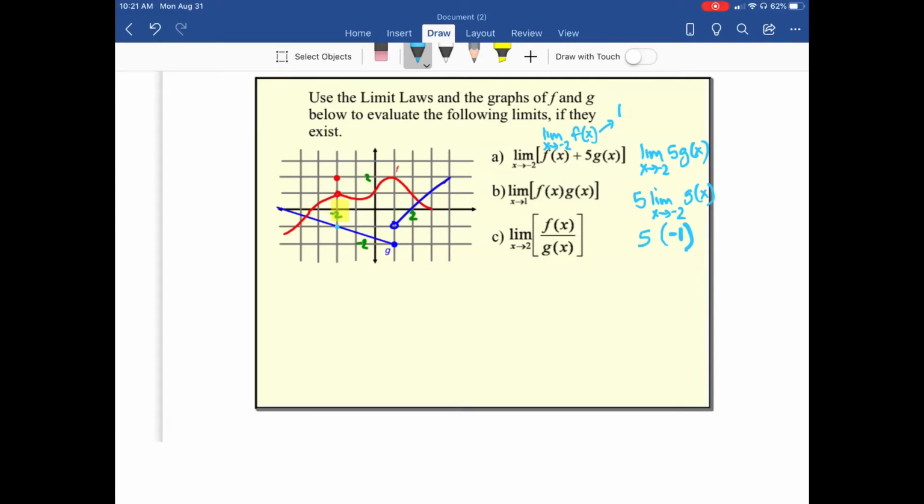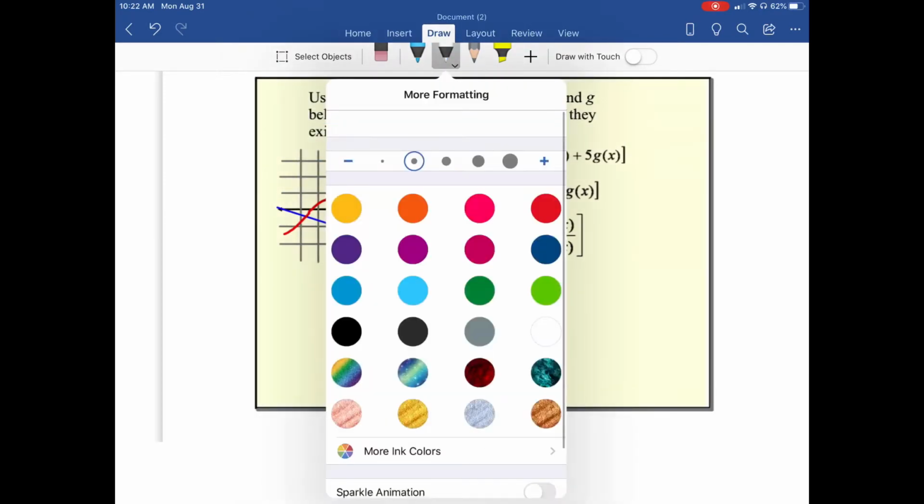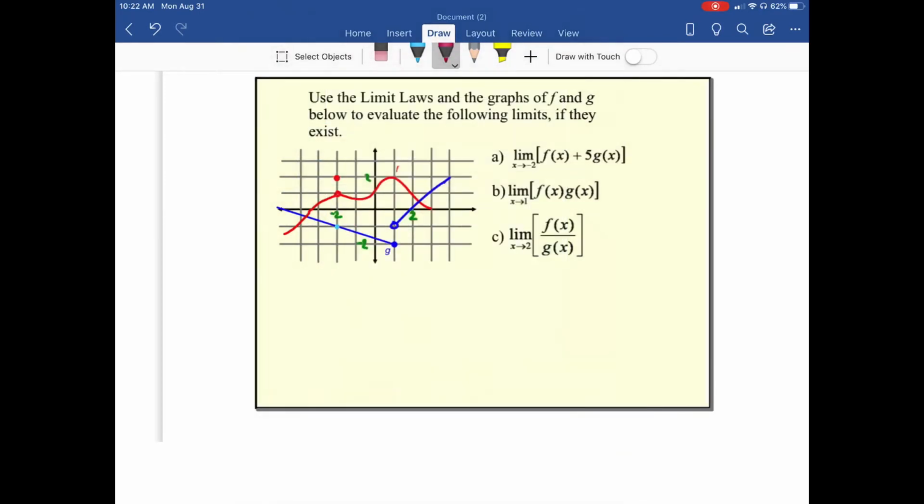So that's 5 times -1, which is -5, and now I can combine those two. 1 plus -5, this gets so thick. And so part A leaves us with -4. I'm going to erase. So part A is -4. Nice and straightforward. So let's look at part B.